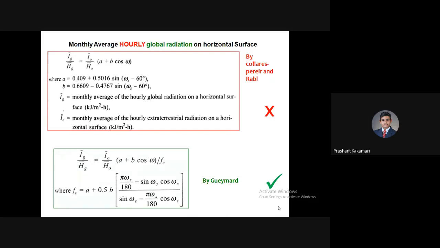Okay. And also you can just observe the units. If you see the HG bar or IG bar, I naught bar, whatever the monthly average we are finding with respect to daily basis or the hourly basis based on diffused and global radiations or the extraterrestrial radiations, the unit is kilojoules per meter square hour. Now, if you want to convert it in kilowatts, okay, so what you have to do now?